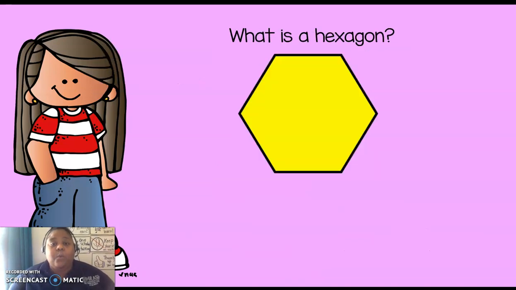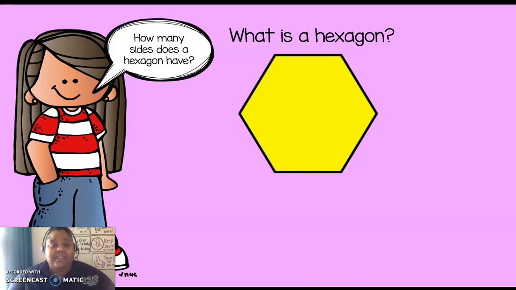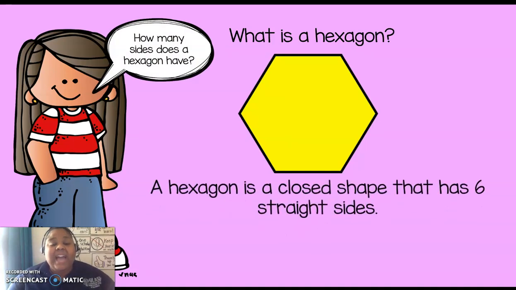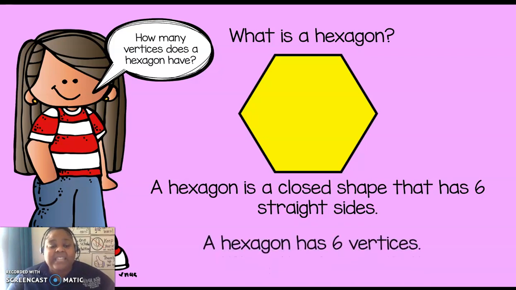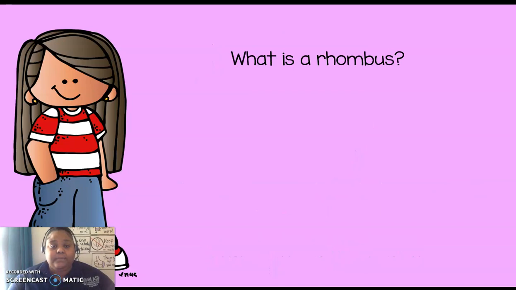Terrific. What is a hexagon? How many sides does a hexagon have? Count those sides. A hexagon is a closed shape that has 6 straight sides. How many vertices does a hexagon have? A hexagon has 6 vertices.